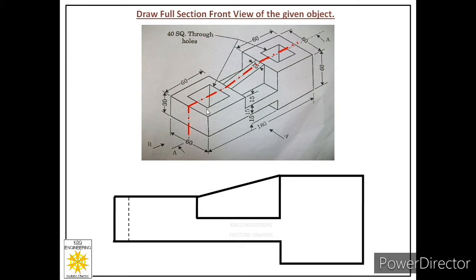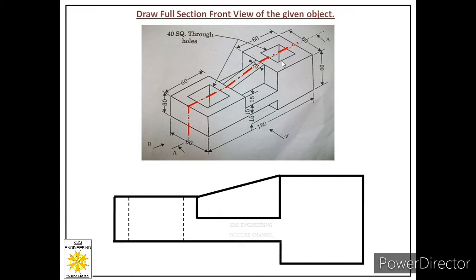Then we know length of this pocket is 40. So from this point, we will measure 40 millimeters and from that point we will sketch second dashed medium line for the hidden edge of that pocket. So we have represented this pocket over here. Now we'll show this hidden pocket.